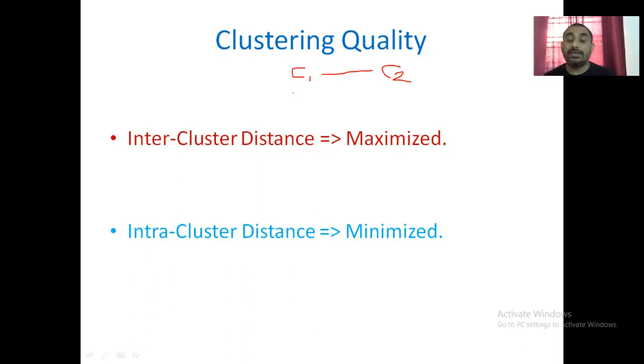Intra-cluster distance means here in C1, we compute the distance between the objects. Once we compute the distance between objects, it is necessary that this distance is minimum. The smaller the distance, the better the cluster. So these two parameters: inter-cluster distance is maximized and intra-cluster distance is minimized.